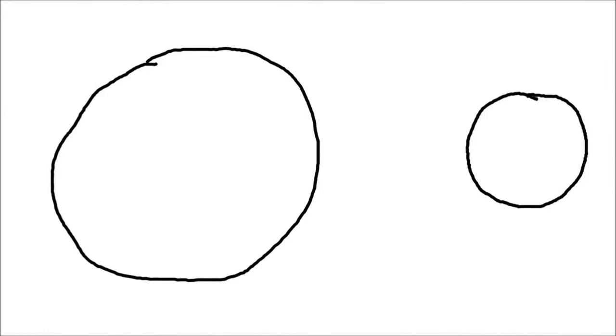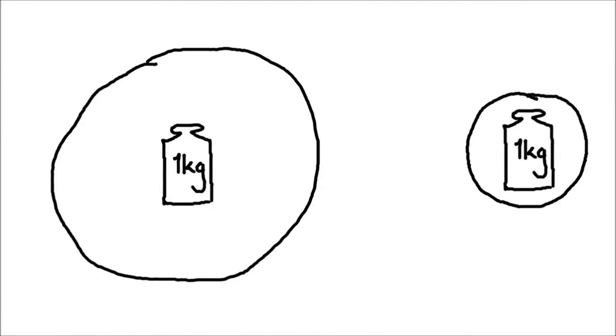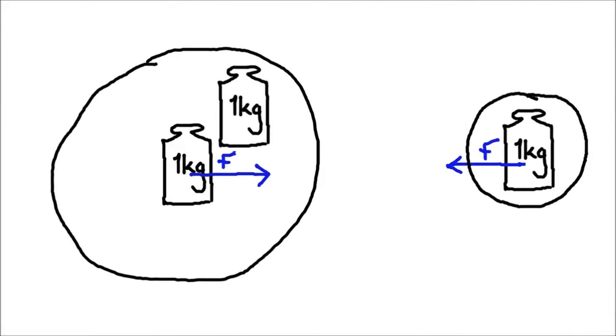Let's consider two objects. Initially, they have the same mass, 1 kilogram each. So obviously, the gravitational force of attraction must be the same on both of the objects. Now let's add a second kilogram to the first object. The force on the second object will now be twice as great because that 1 kilogram is attracted equally to each of the kilograms in the first object.